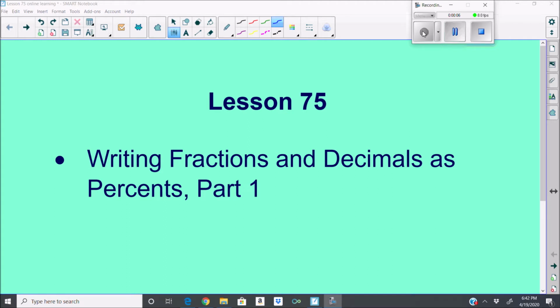Lesson 75. In this lesson, we are going to be learning about writing fractions and decimals as percents. And this is part 1.